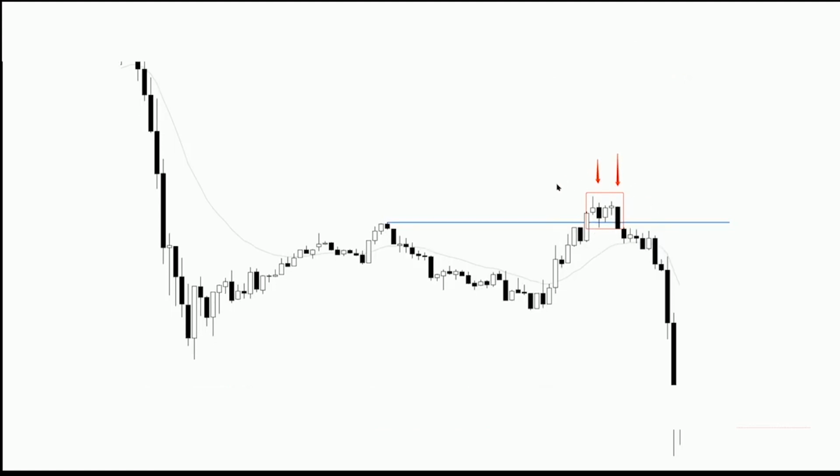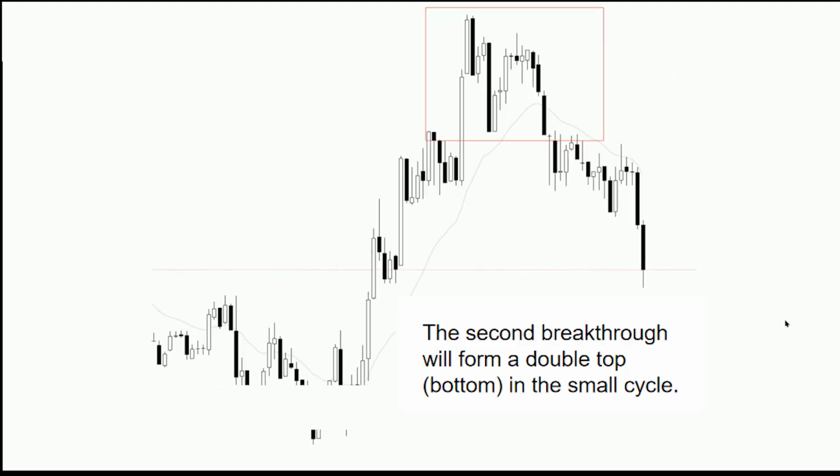If we look at the second break pattern again on the small period, we can see that it is a double top on the small period. All the second break patterns form a double top or bottom on the small period, and we'll talk more about that later. This secondary breakout pattern is also often used in moving average retracements.